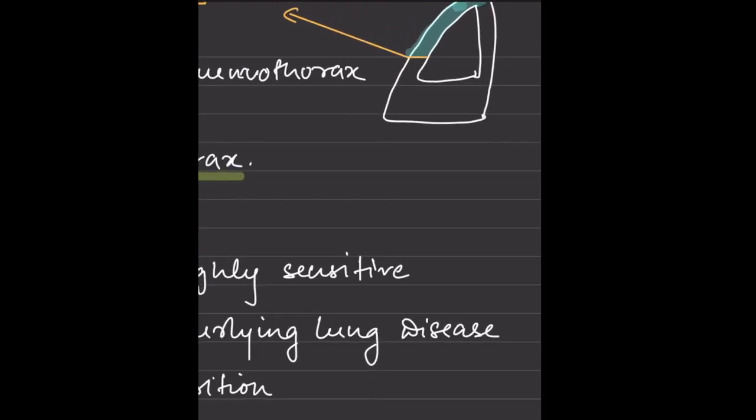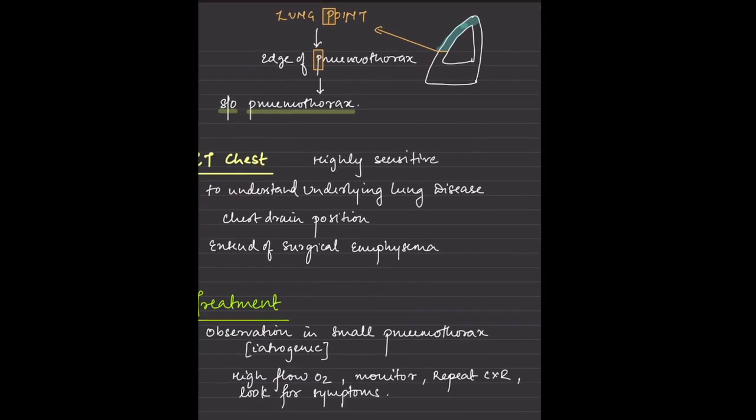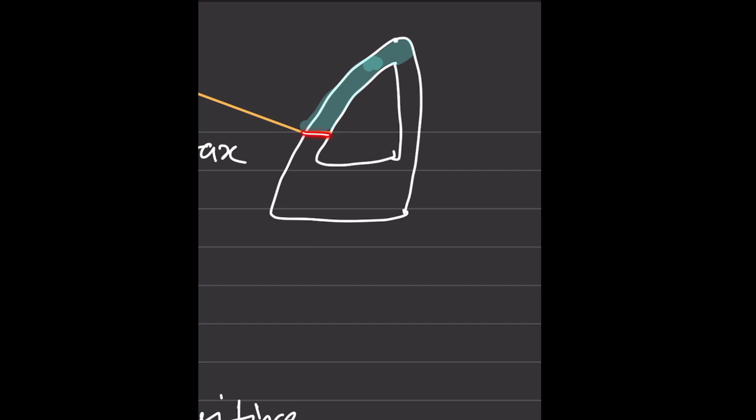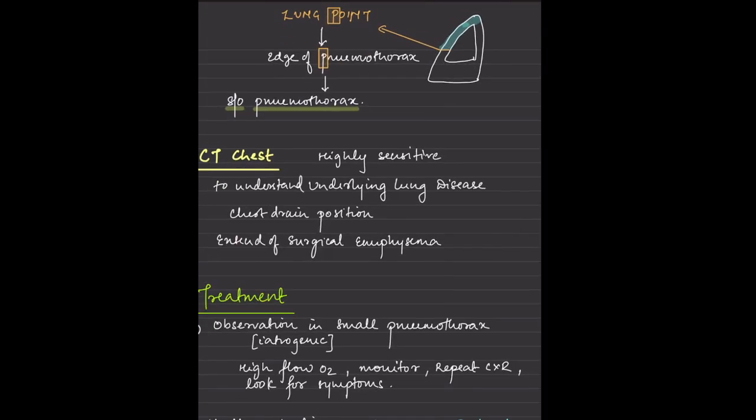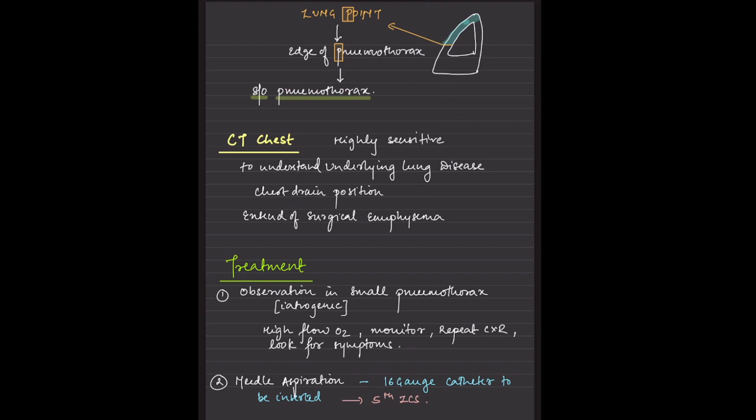Then one more thing is, on the X-ray we will have a lung point. This lung point gives us information that here there is certain air present, and here there is a normal lung, if it is a small to moderate pneumothorax. So it is the edge of the pneumothorax, which is suggestive of pneumothorax. On the CT we can get an idea of the underlying lung disease, the subcutaneous emphysema, or the intercostal drainage if it is inserted.